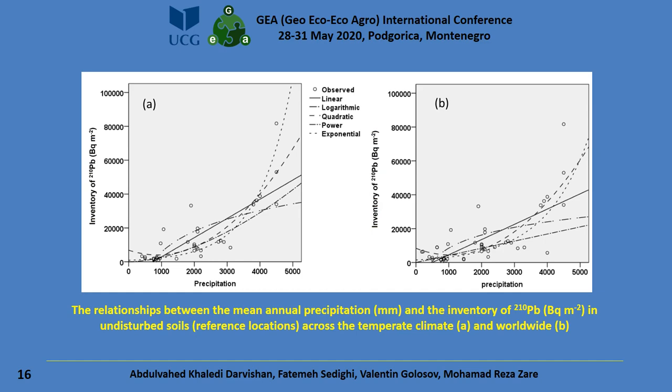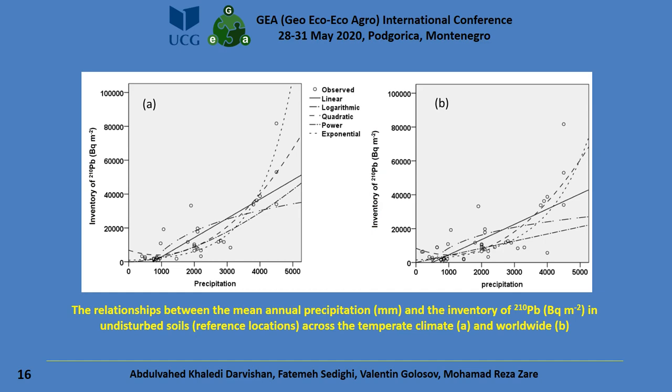because of the number of the inventory of lead-210. It was 35 points, so statistically it was acceptable, let's say, to test this relationship. But in other latitudes and in other climates, the number of the points was not sufficient.